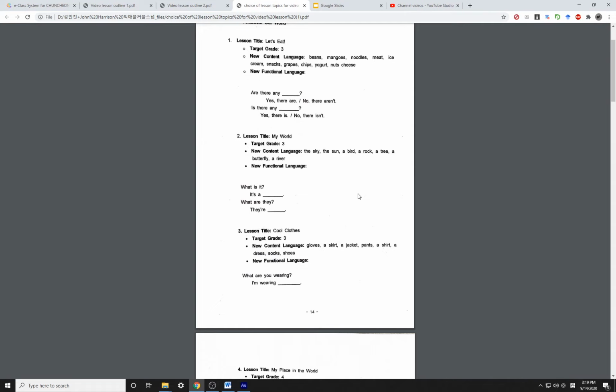And we see functional language. What is it? It's a. What are they? They're. We can throw in plurals as well.